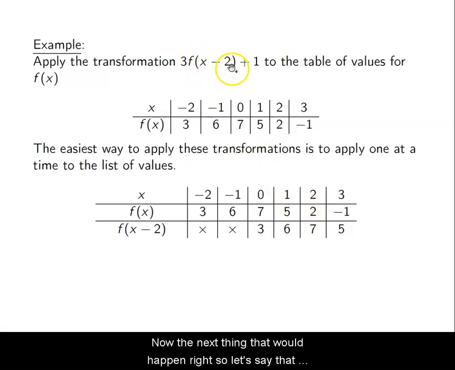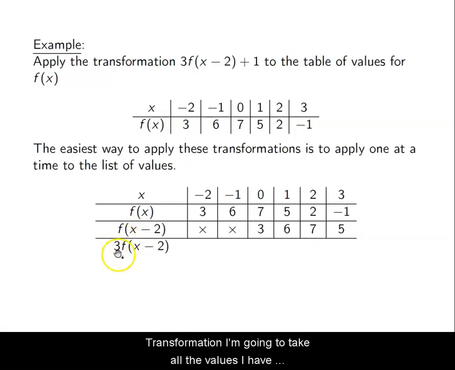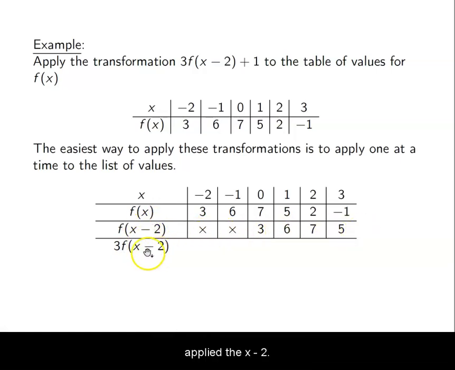Now the next thing that would happen. Let's say that this was 3 times (x minus 2) squared plus 1. Let's say we ignore this f and we made up a function, a square root or a cube or something else. This would be the first thing that happened to it. The next thing would be times 3. So for my next transformation, I'm going to take all the values I had previously in the exact same position, because I've already applied the x minus 2. This is an outside transformation. It's outside of my function notation.